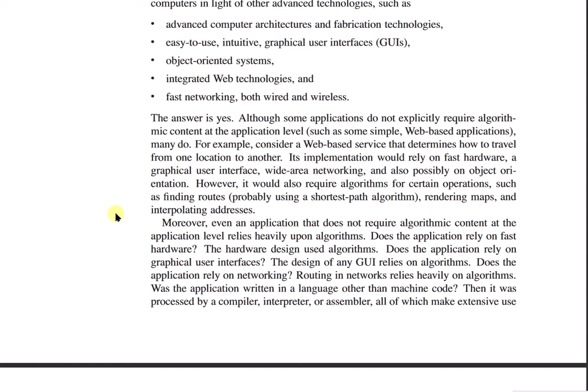Although some applications do not explicitly require algorithmic content at the application level, such as simple web-based applications, many do. For example, consider a web-based service that determines how to travel from one location to another. Its implementation would rely on fast hardware, graphical user interface, wide area networking, and possibly on object orientation. However, it would also require algorithms for certain operations such as finding routes, probably using a shortest path algorithm, rendering maps, and interpolating addresses.